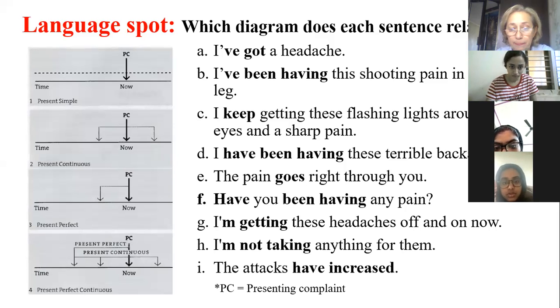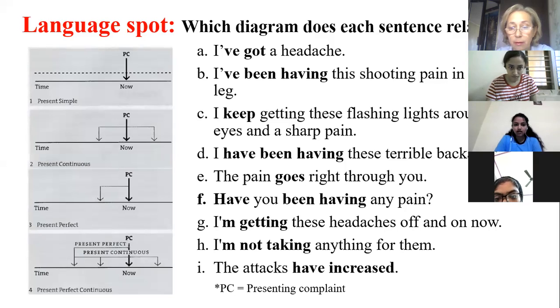Sinju, please. Yes, ma'am. I have been having these terrible backaches. It is present perfect continuous. Exactly. You're right. Okay. Then Jan Farvin. Is the student here? Jan Farvin. Okay. No, Jan Farvin. Jabbar.